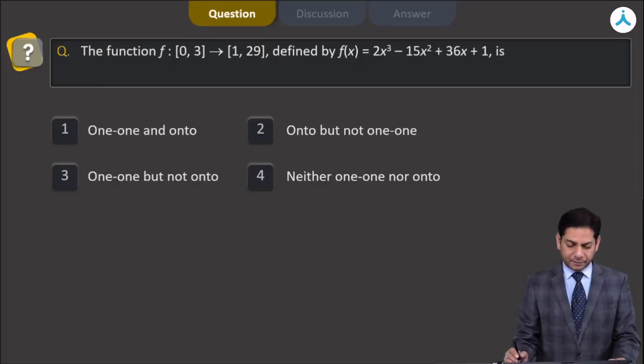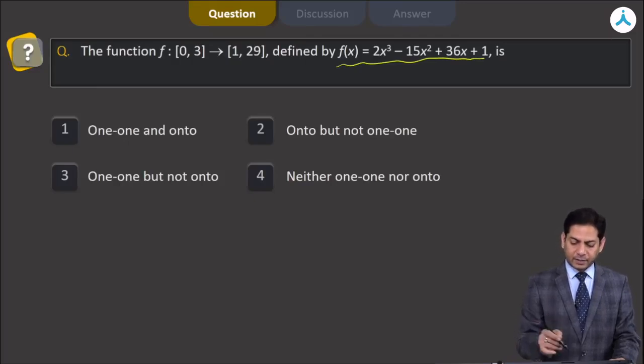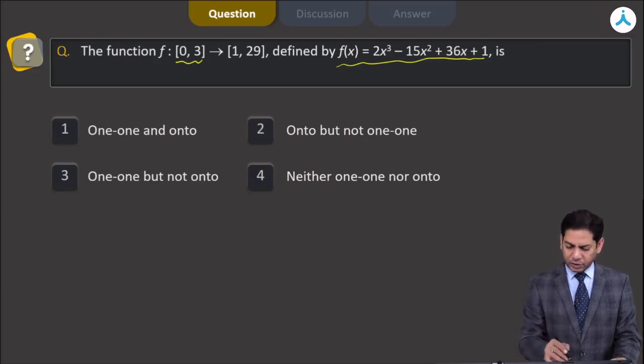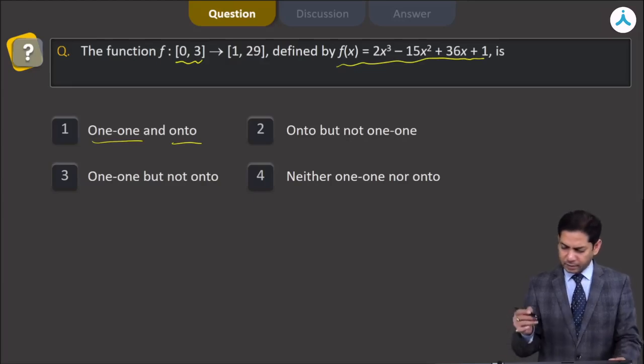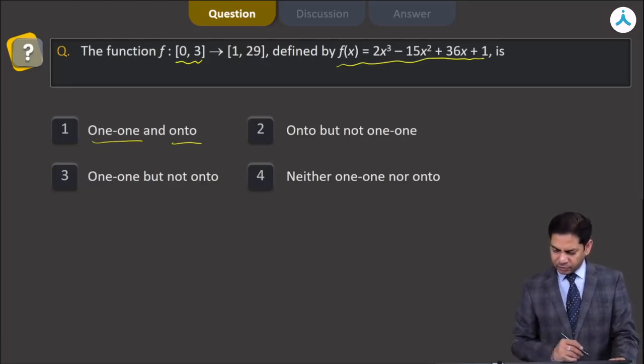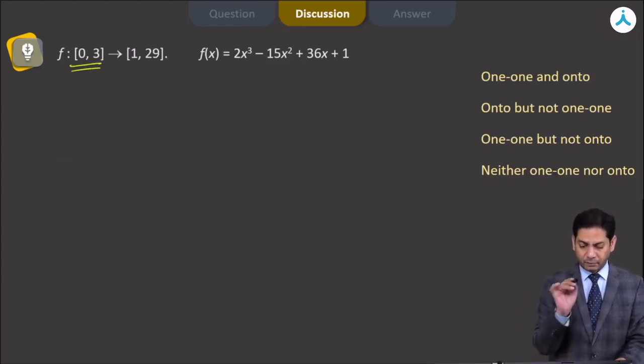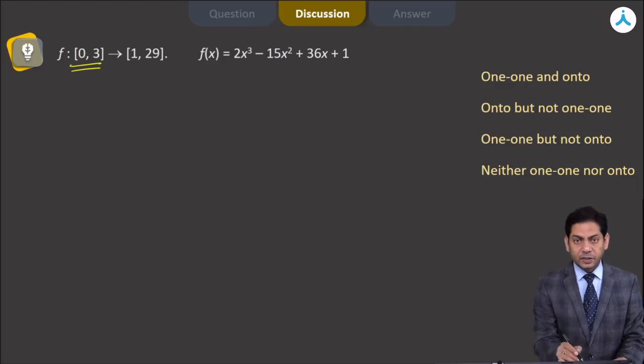Dear students, here we are given a cubic polynomial function defined on the set 0 to 3 to the set 1 to 29, and the options are about the function being 1 to 1, on to, and neither 1 to 1 nor on to, both, and like that. So we have to analyze this function for its behavior on the interval 0 to 3 only. Be very careful about that. Domain is mentioned here, so we need to discuss this function only on this interval 0 to 3.